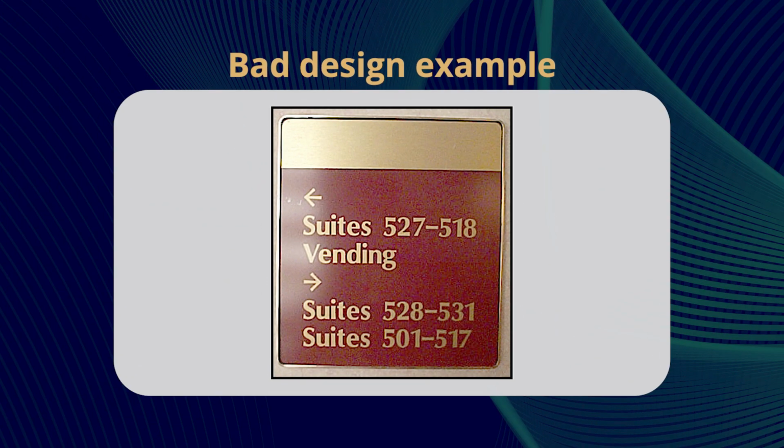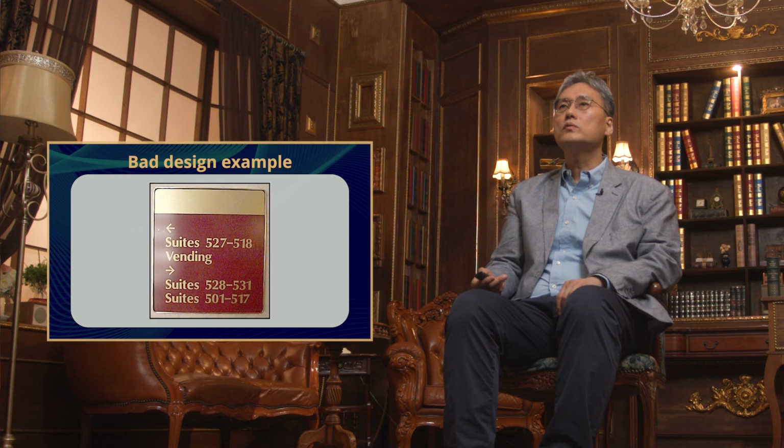Now, let's examine the directional sign for wayfinding shown on the slide. Suppose that your task is to determine which way to go to get to Suite 521. Can you do the task easily? If not, why not? It turns out that the sign is very difficult to use as it has elements that are not consistent with human expectations.